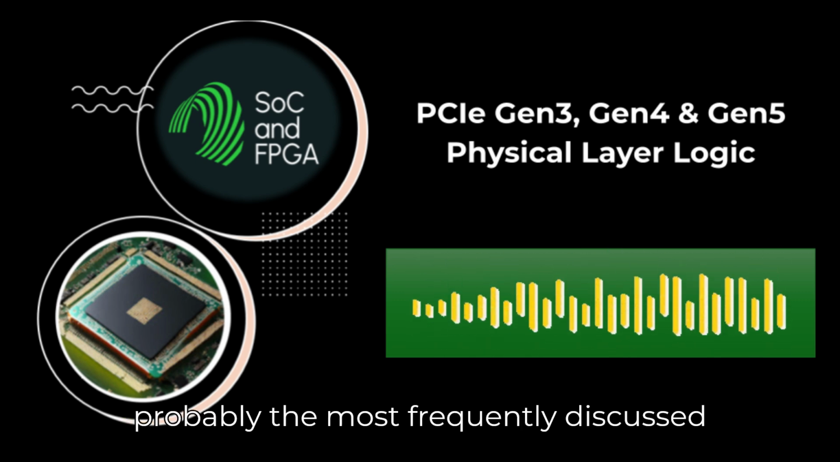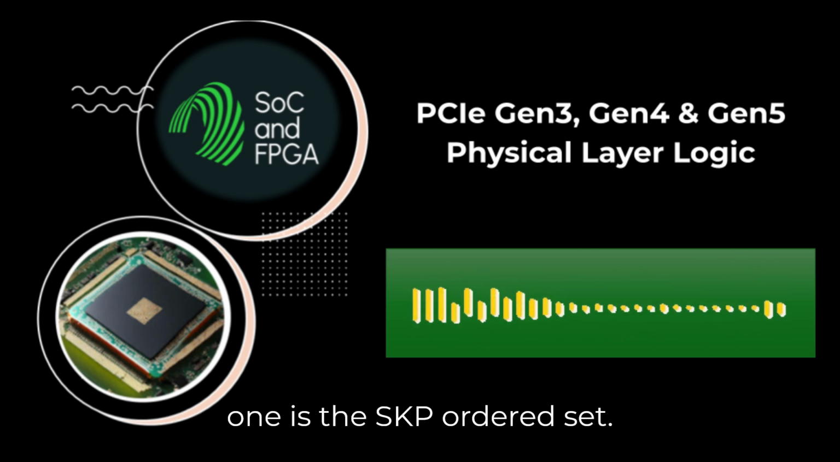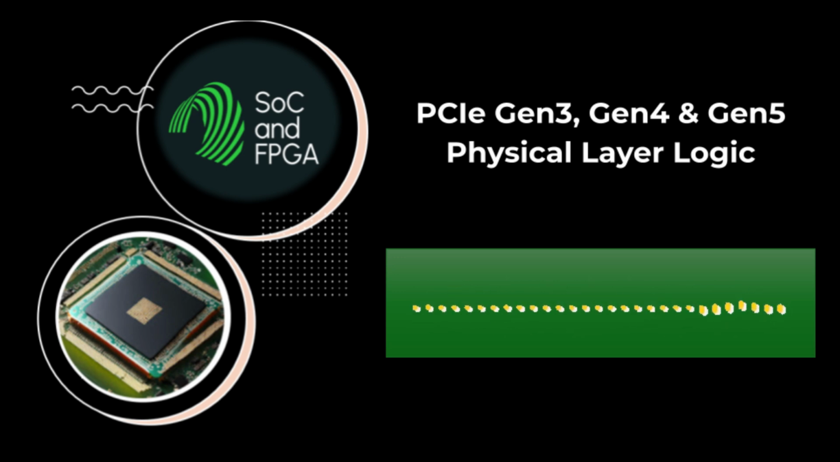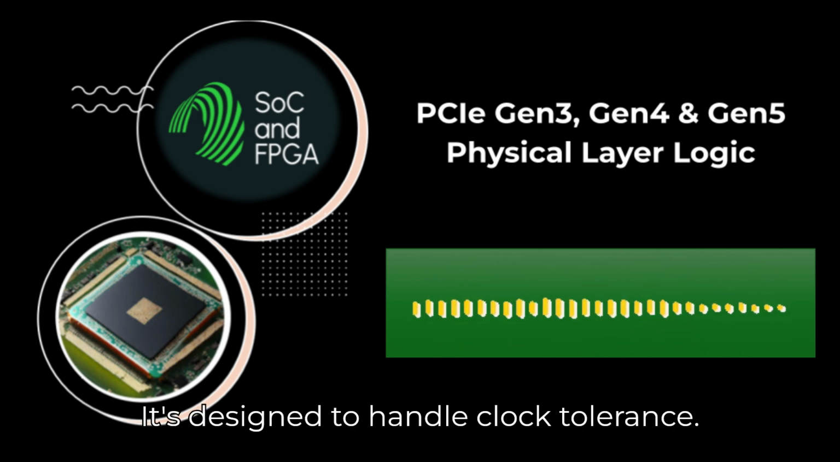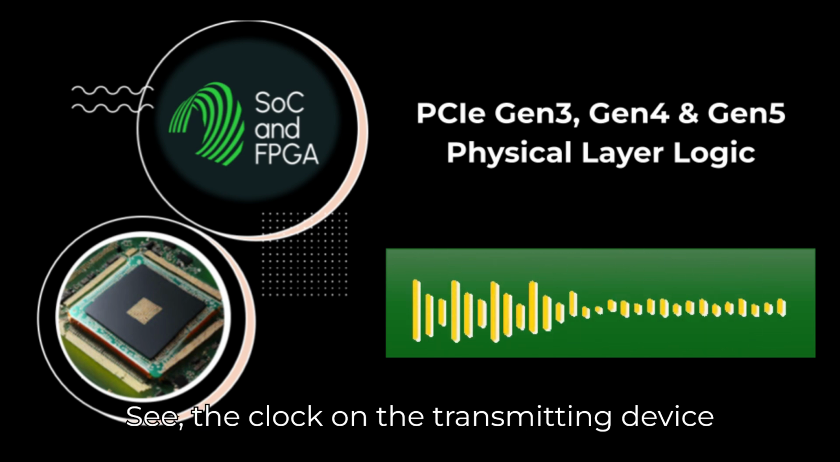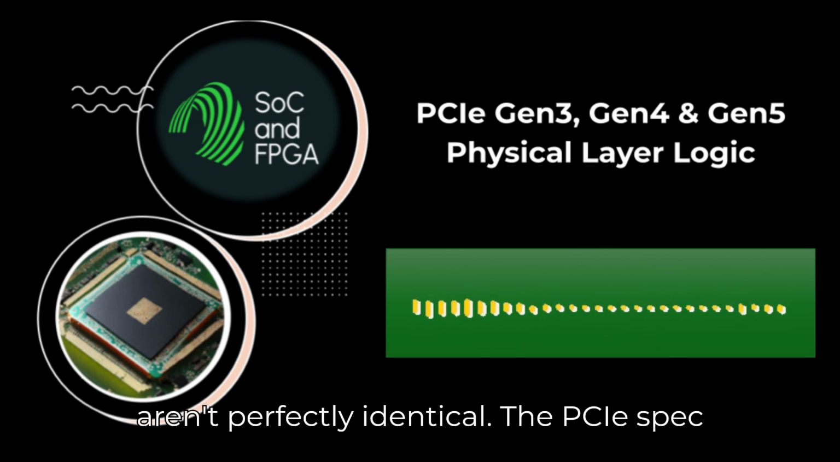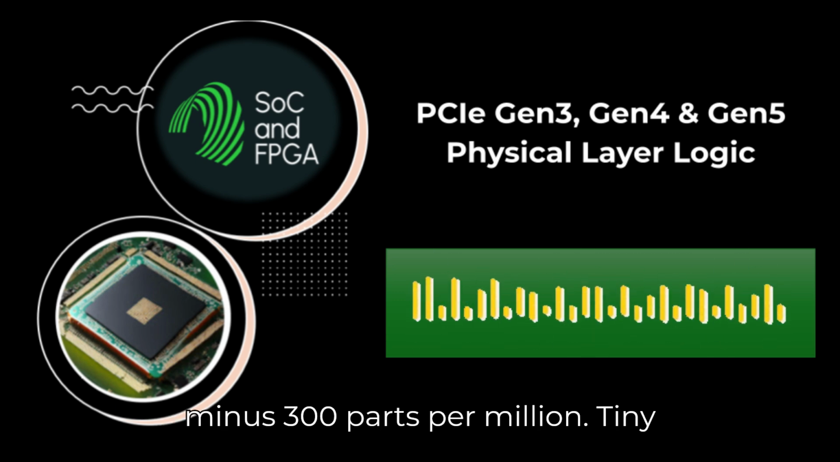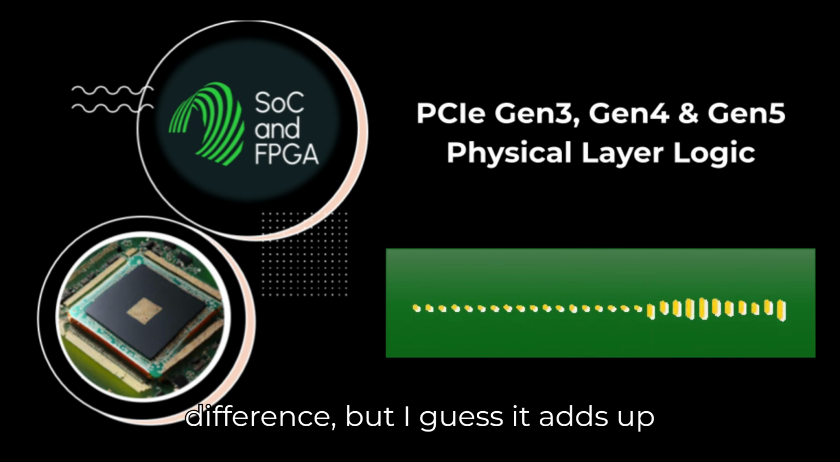Well, probably the most frequently discussed one is the SKP ordered set. SKP, skip. Skip, what's it skipping? It's designed to handle clock tolerance. See, the clock on the transmitting device and the clock on the receiving device aren't perfectly identical. The PCIe spec allows them to differ by up to plus or minus 300 parts per million. Tiny difference, but I guess it adds up.